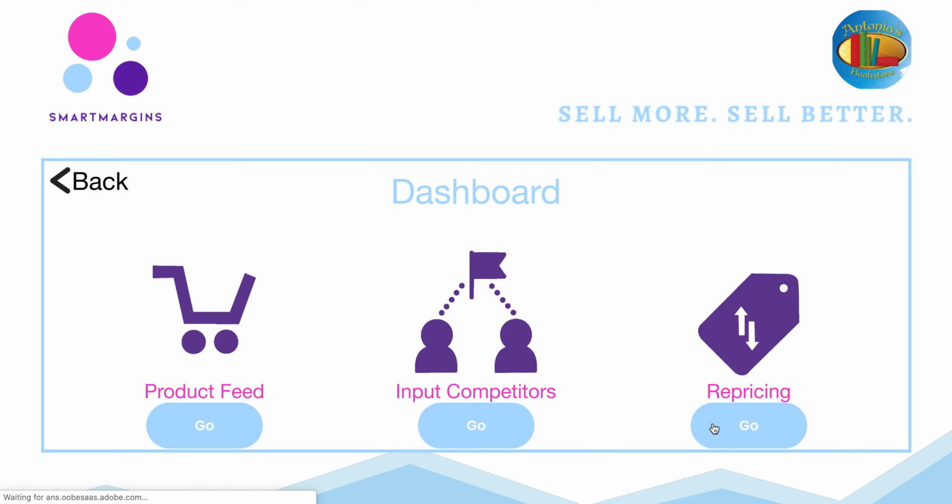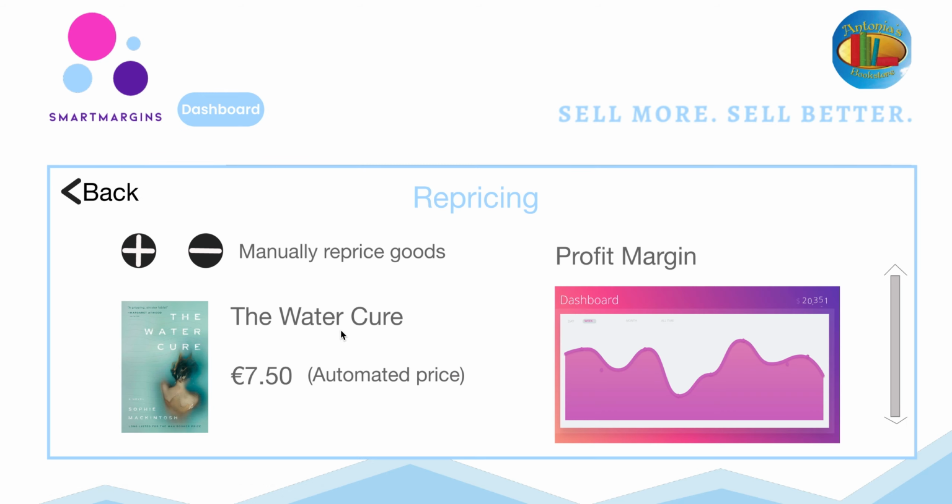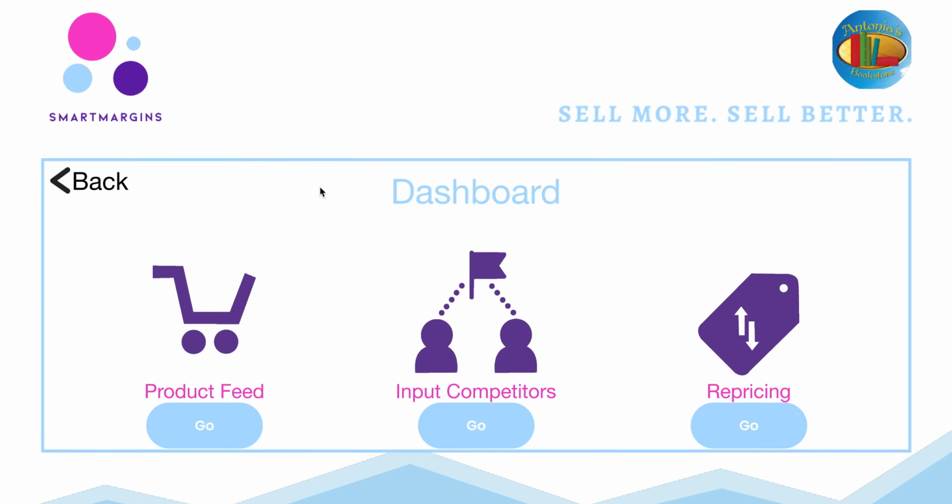And finally, for the repricer, the user has the option to reprice their goods manually or automatically. The user can see their profit margin grow with the graph on the right hand side. And then when you're finished, you can return to the dashboard.